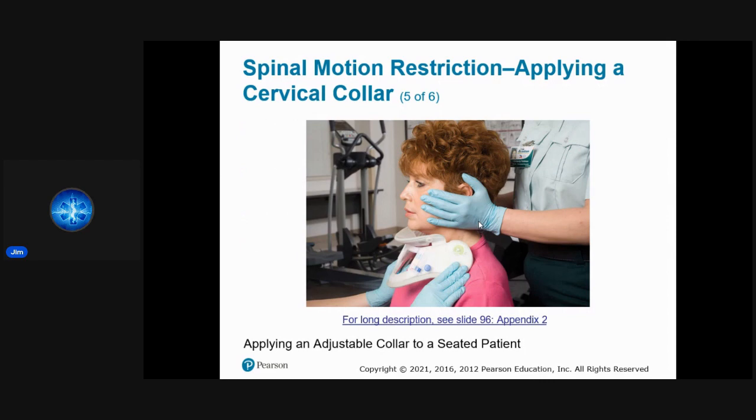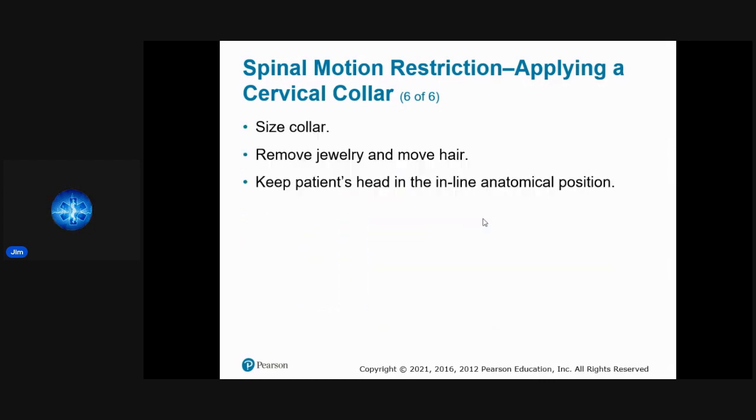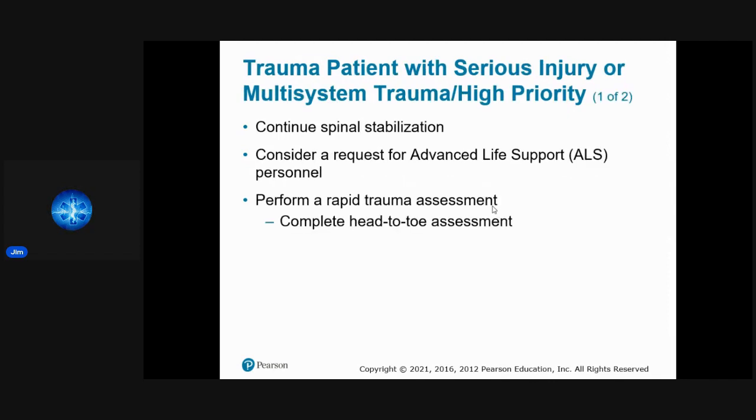Here's a nice picture of them applying a C-collar in a seated position. So proper technique, we're going to size the collar. We're going to remove the jewelry and move the hair. Keep the patient in that inline anatomical neutral position. Continue spinal stabilization, so we're going to take manual stabilization. Trauma patients with serious injury and multi-system trauma are high priority. We're going to take C-spine precautions. We're going to consider the need for ALS, or advanced life support personnel, via paramedics or advanced EMTs.